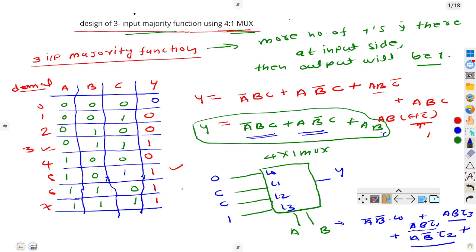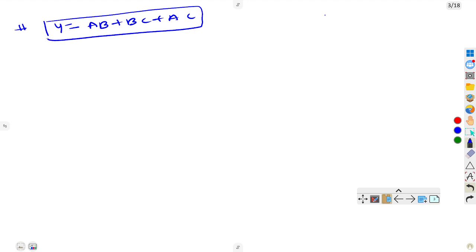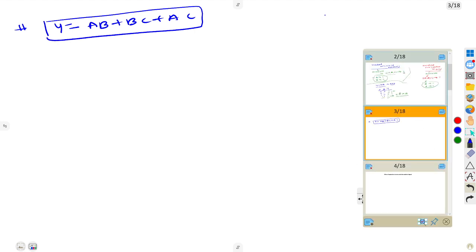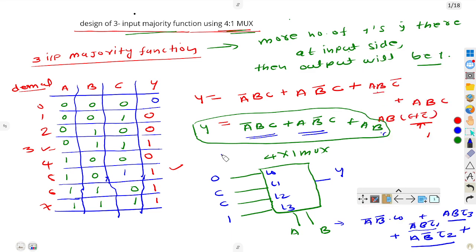And if you want to write the minimized expression now, you can also write it. If you want to write the minimized expression of the three input majority function, then the expression will become AB plus BC plus AC. Okay, this is the minimized expression. How can I write this? If you break this expression, then the same thing will come.